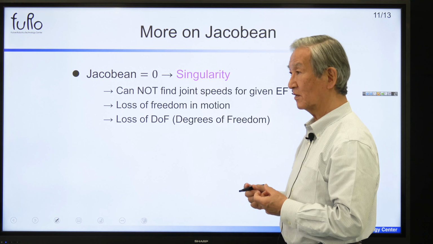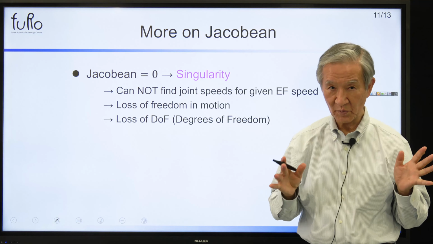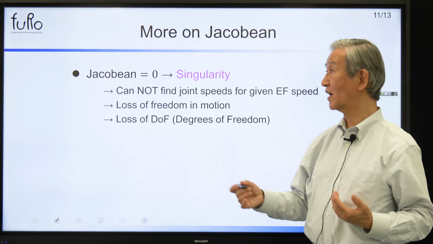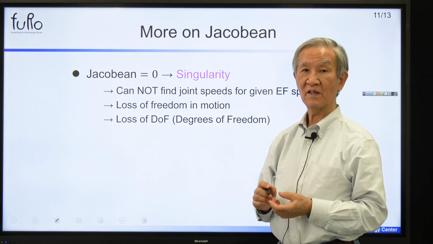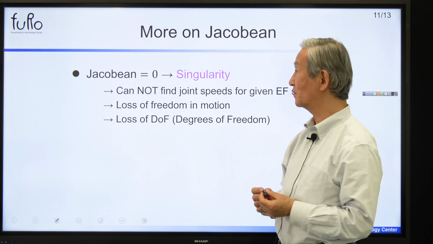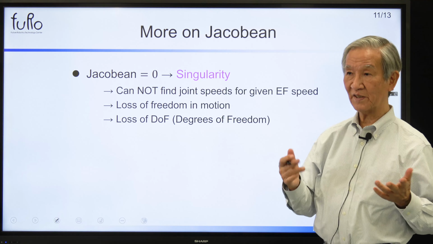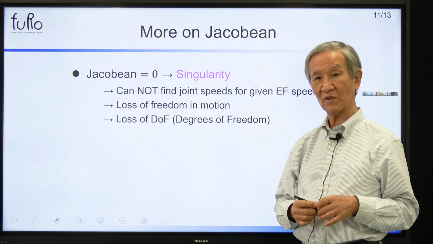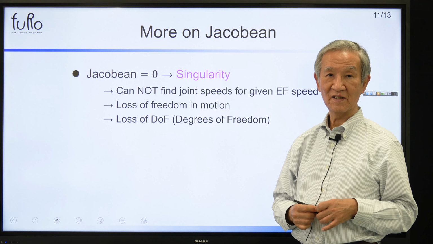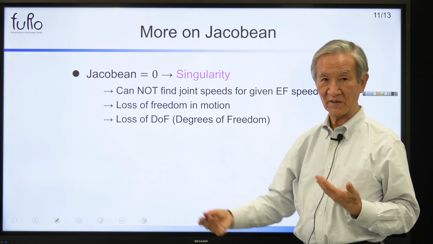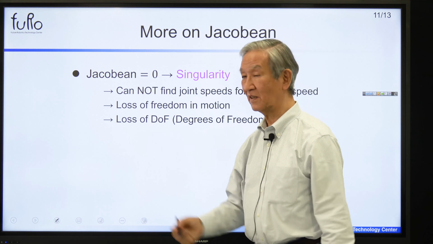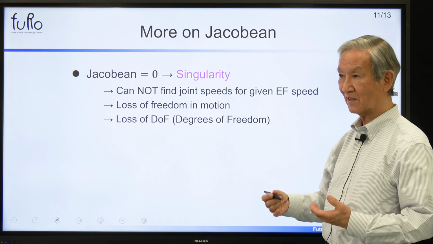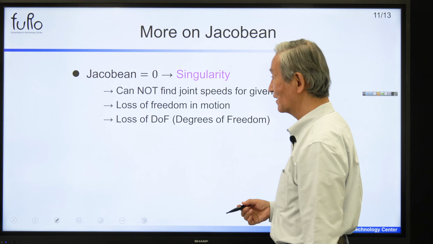And because it is very important, we study what's going to happen if this thing is equal to 0. That is called a singularity. The word singularity is used in terms of AI, artificial intelligence, for a different meaning, but this singularity is really a singularity. I'll tell you why.